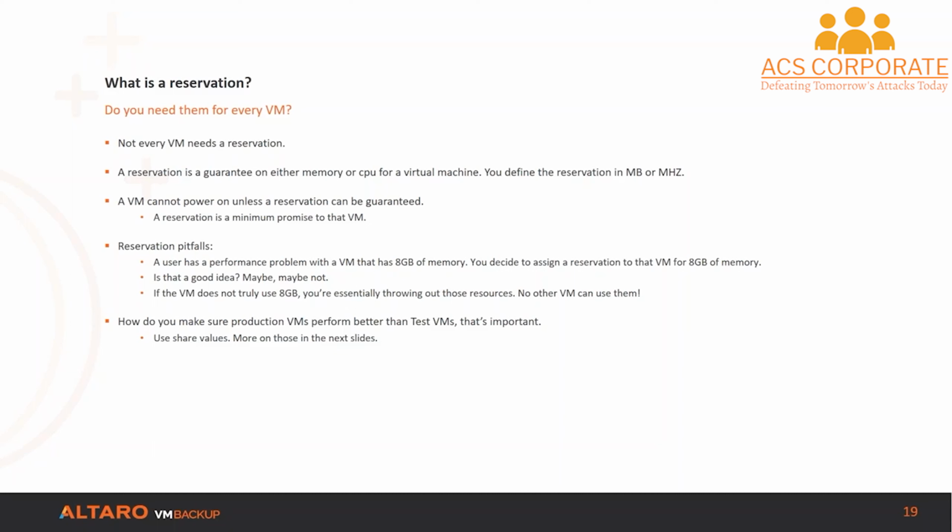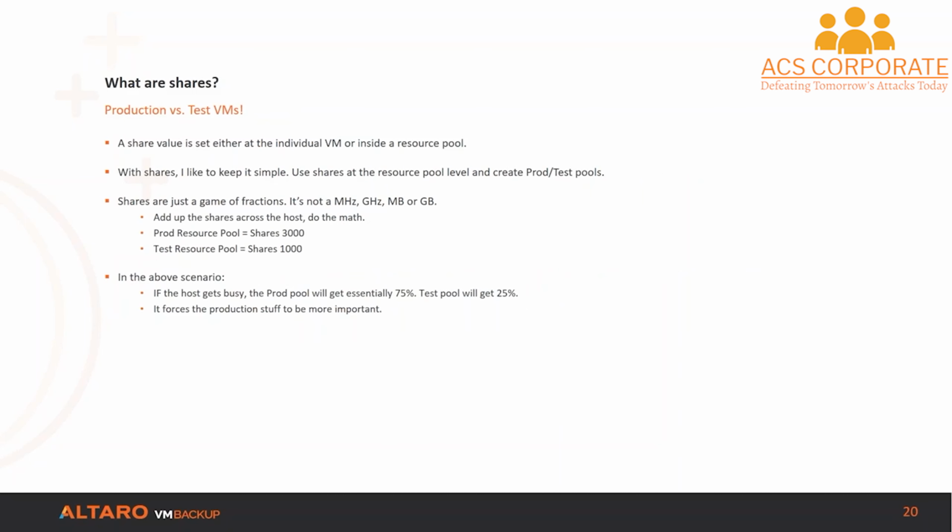And then, how do you make sure that production VMs perform better than test VMs? Honestly, resource pools are a good use of that. If you have a mixed environment, you can use these things called share values. What share values do is basically make sure that one group of VMs is running better than the other group of VMs.